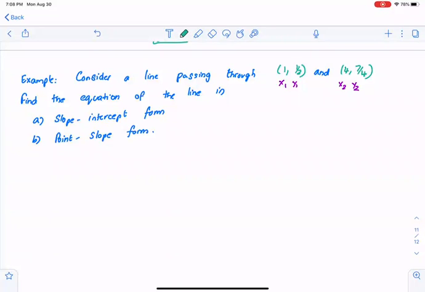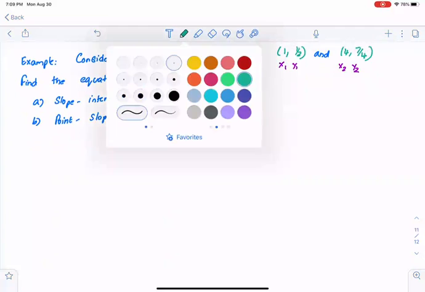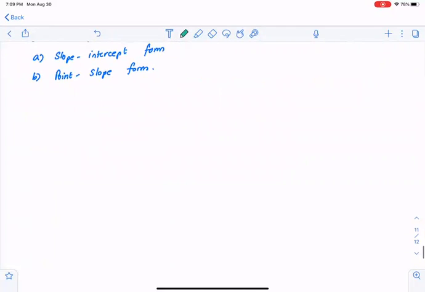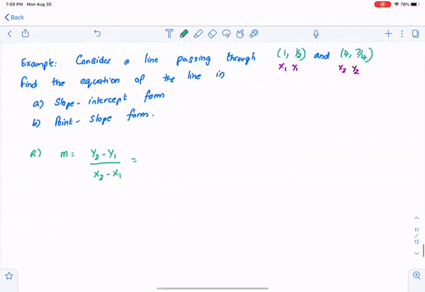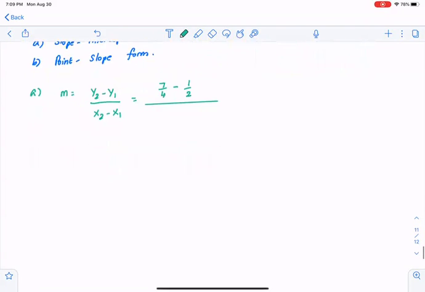Okay, so we have 2 points, (1, 1/2) and (4, 7/4). So first step is to find the slope. m is y2 minus y1 divided by x2 minus x1. y2 is 7/4, y1 is 1/2. The entire thing gets divided by x2, 4, minus x1, 1.